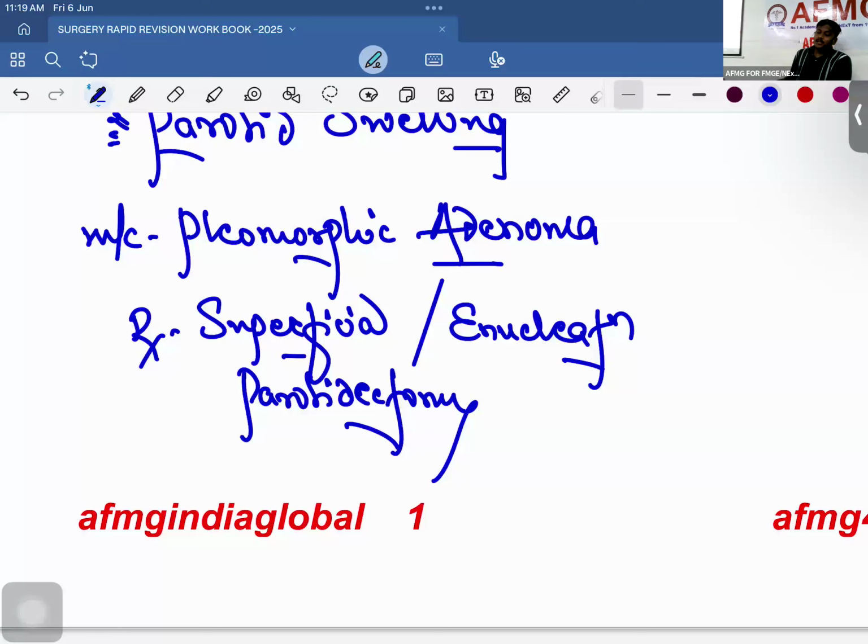Now important is, whenever we do superficial parotidectomy, multiple nerve injuries can happen, on which questions come again and again. First of all, which is the most common nerve injured after superficial parotidectomy?